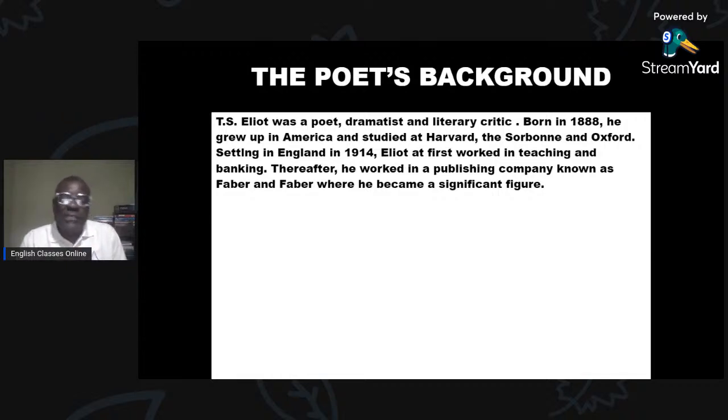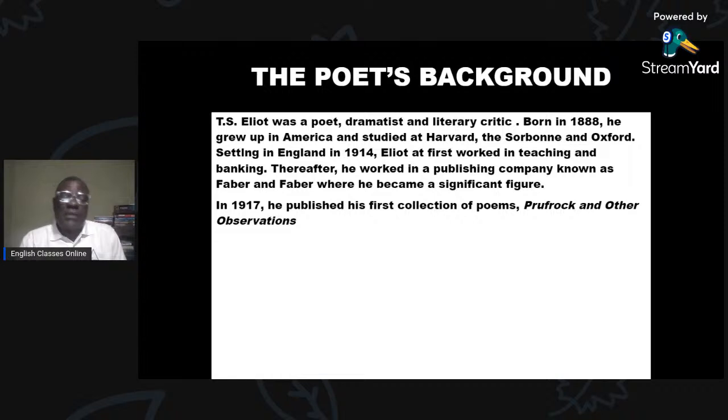T.S. Eliot was a poet, dramatist, and literary critic. Born in 1888, he grew up in America and studied at Harvard, the Sorbonne, and Oxford. Settling in England in 1914, Eliot at first worked in teaching and banking. Thereafter, he worked in a publishing company known as Faber and Faber, where he became a significant figure.